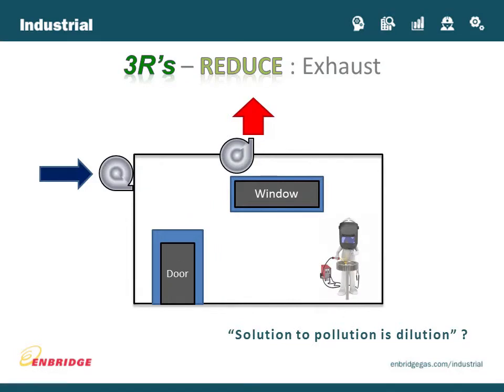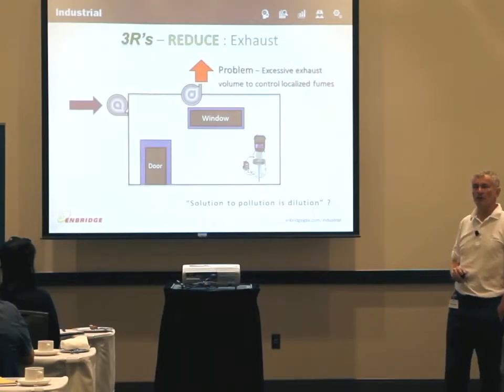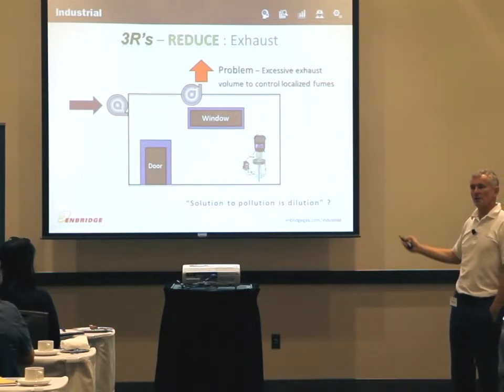You have makeup air in blue, and the exhaust in red. The problem was exhaust was excessive because they wanted to control localized fumes around the welding area. Welding was like 1/10 of their surface area in the facility. But they put a bunch of fans up on top.